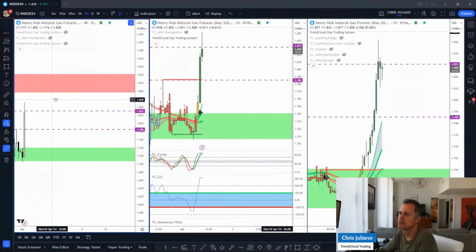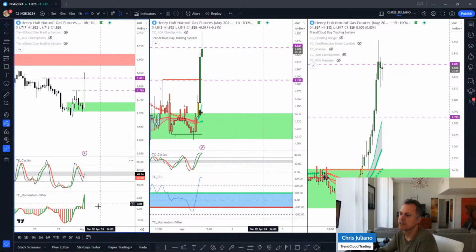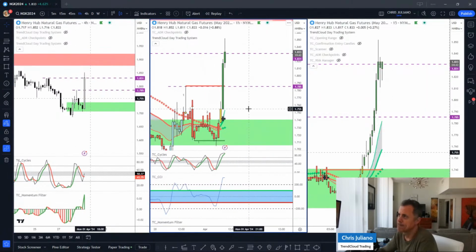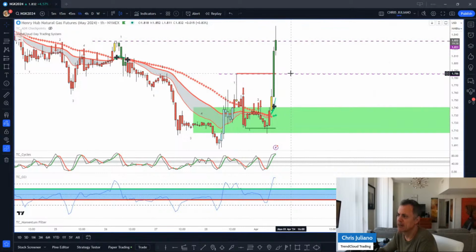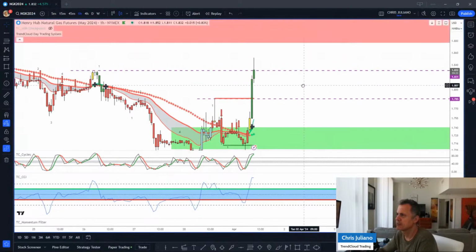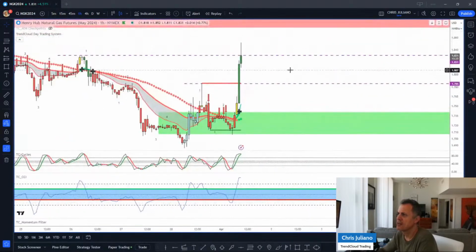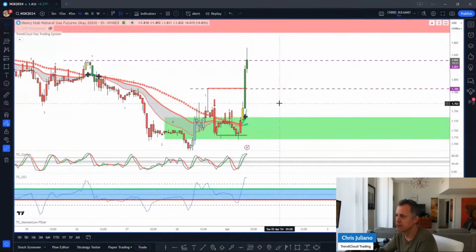4-hour chart, cycling up, momentum is up. 1-hour chart, same thing. So we've got this massive pullback with a lot of momentum. Very, very difficult to say what's going to happen when we get back up here. With all that momentum, very difficult to say.